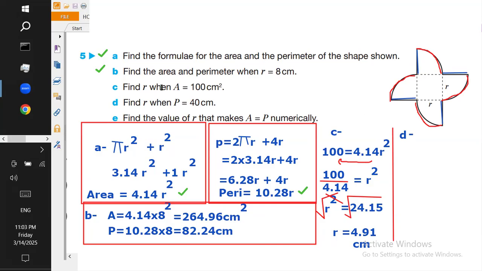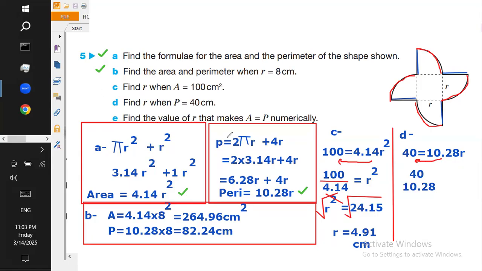Now I'm going to answer D. It's about finding the radius when the perimeter is 40. I'm going to use this formula. So the perimeter is 40. It means I'm going to say 40 equals, using this formula, 10.28 R. Now I'm going to rearrange it, same steps. Take the 10.28 to the other side. Because it's multiplied, I'm going to take it by dividing. So 40 divided by 10.28 like this.